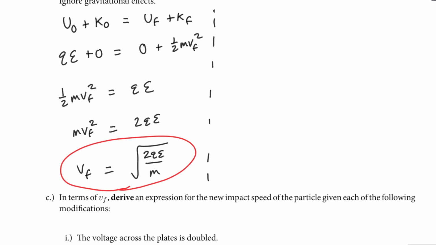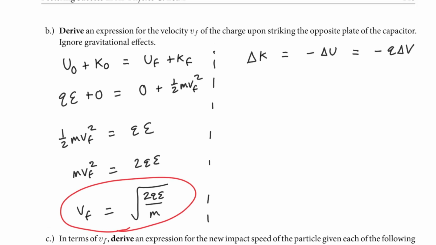All right. Now, how we'd actually do this, because it was sort of an arbitrary decision to set potential to be 0 at the bottom plate, we could also use this from a delta approach. So we could, which is usually the best one to do with potential, because potential is all about deltas. So I could set delta K equal to negative delta U, which is equal to negative Q delta V.